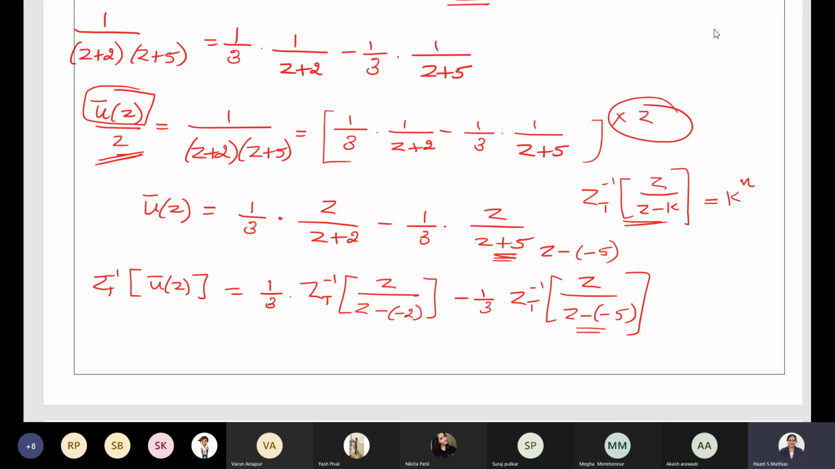We do not have the formula for Z by Z plus K. We have the formula for inverse Z transform of Z by Z minus K. That's why I have written Z plus 5 as Z minus of minus 5. Similarly, Z plus 2 as Z minus of minus 2. In place of K we have minus 2 here, and minus 5 here. So the inverse Z transform of Z by Z minus K is K power n. This becomes 1 by 3 into minus 2 power n, similarly minus 1 by 3 into minus 5 power n. Is it okay everyone? Anybody has any doubt?